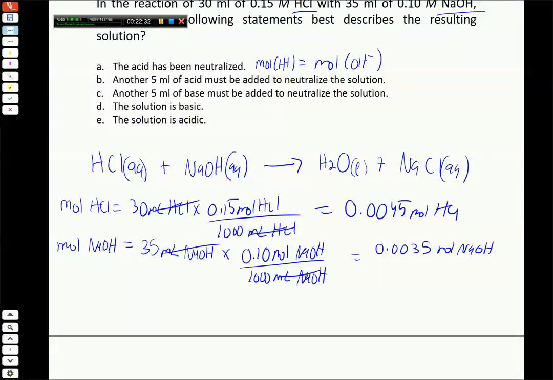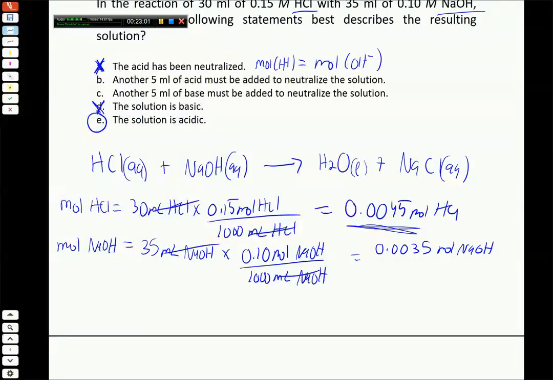Alright, so that means choice A cannot be true because we haven't added equal amounts of acid and base. They would have to be in a 1-to-1 mole ratio, and here they're clearly not. There's a little bit more acid than base. So choice A can't be true. The other one that can't be true is choice D, because if we have excess acid, the solution is going to be acidic, not basic. And so really the only answer that would then make sense is choice E, the solution is acidic.